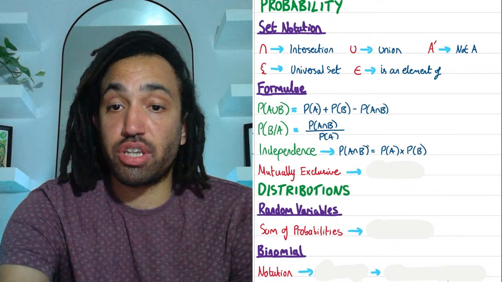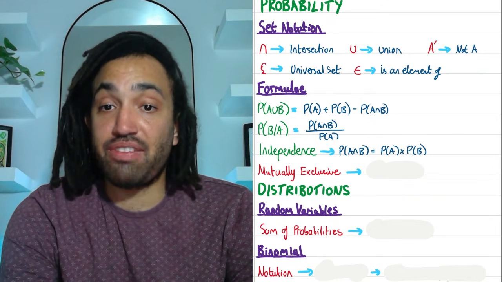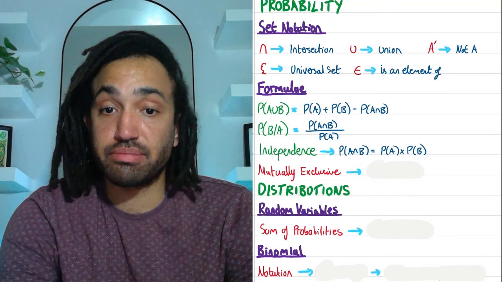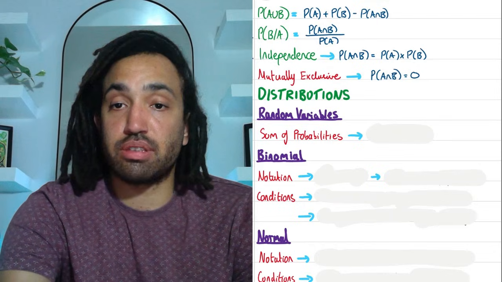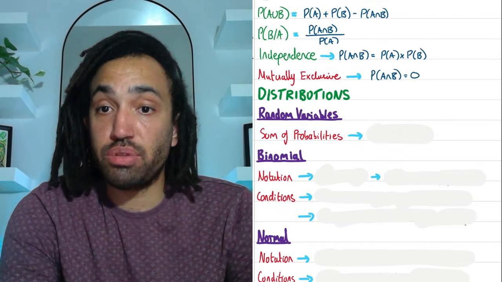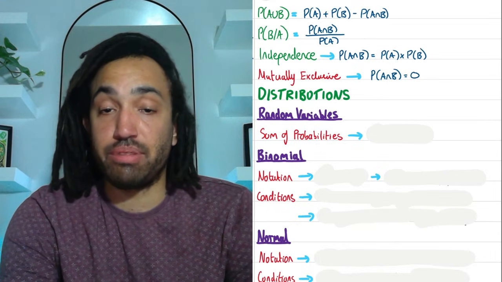Independence: two things are independent if their probabilities multiplied together equal their intersection. And two things are mutually exclusive if they have no intersection, they don't overlap.